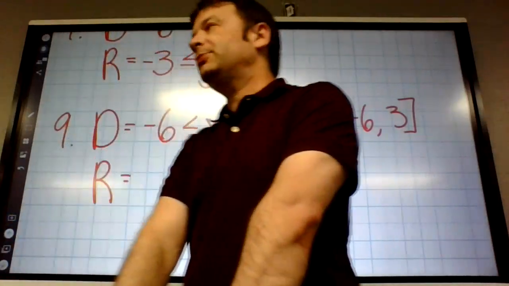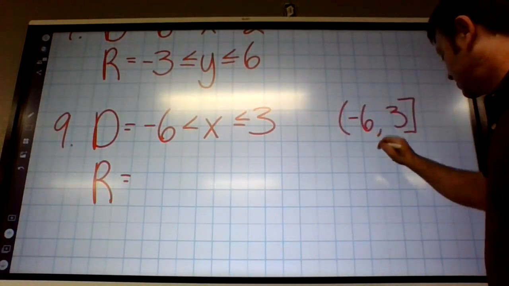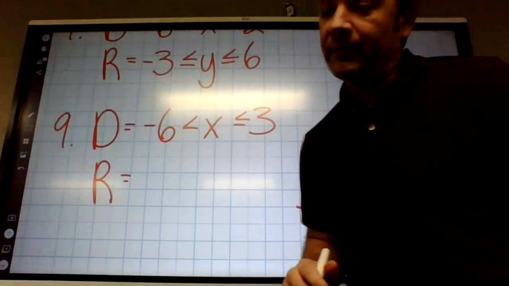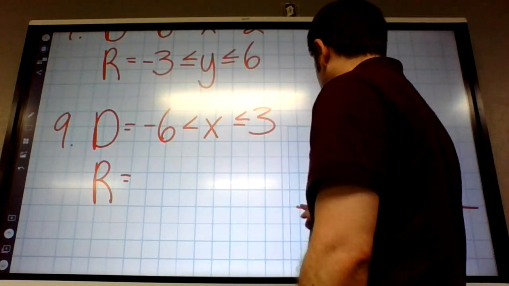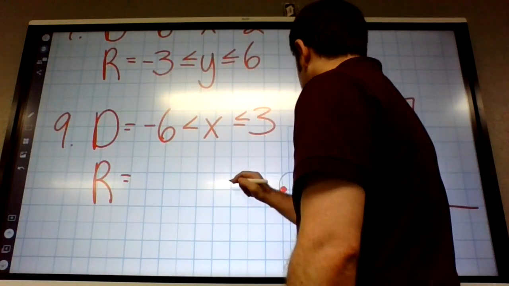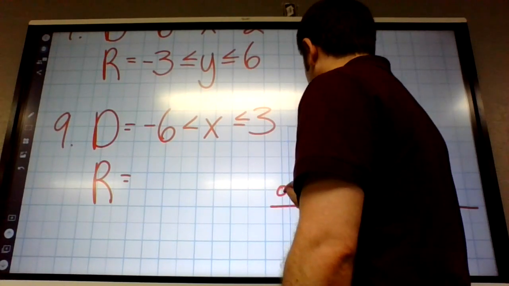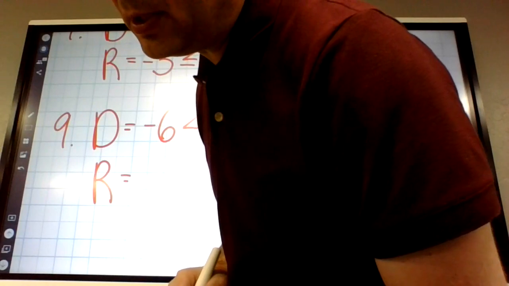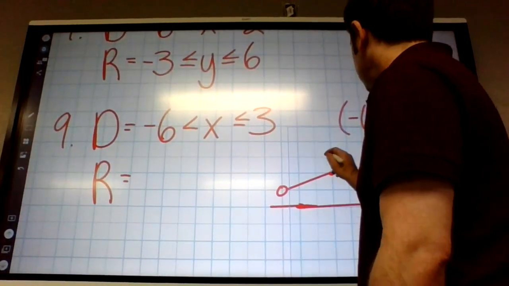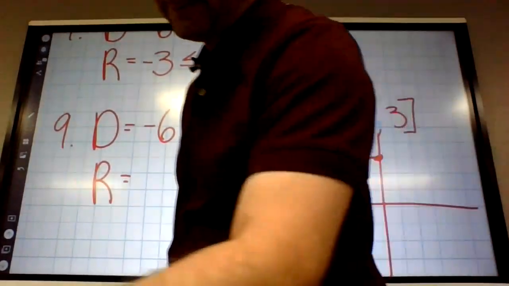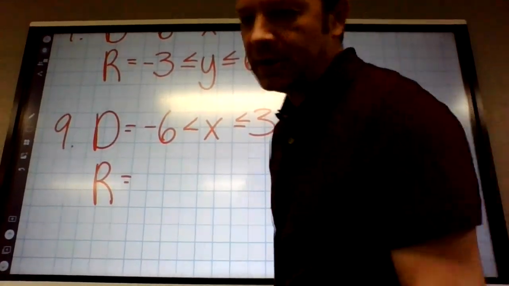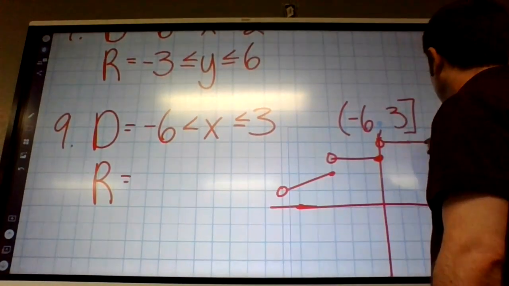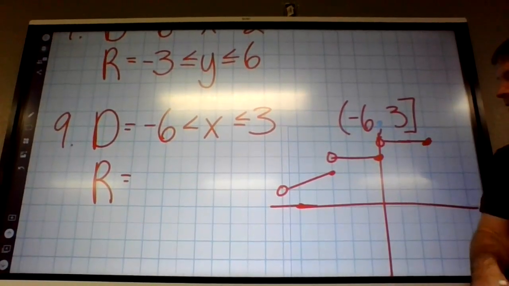Yeah, the lowest y value is at 1. Maybe it would help if I graph this one. It goes -6, 1, and moves over like 3, 1, 2, 3, 4, 5, 6. Like that, right? Yeah, that's right. And then does it go to 3? Yeah. Okay. All right, here's the problem.